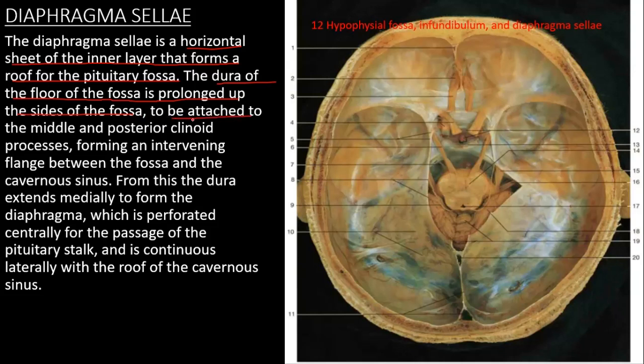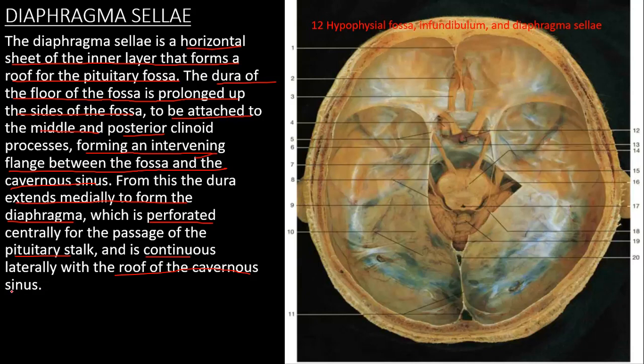Then to be attached to the middle and the posterior clinoid processes, forming an intervening flange between the fossa and the cavernous sinus. Then from this dura, it usually extends medially to form a diaphragm, which is usually perforated at the center by the pituitary stalk, and it is continuous laterally with the roof of the cavernous sinus.